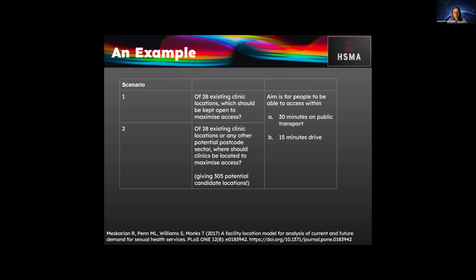And they also had a second scenario. If they had these 28 existing clinic locations or any other potential location within Hampshire, based on one potential location per postcode sector in this case, where should they be putting these clinics? So that was 305 potential locations to put a clinic. 28 clinics was their budget of clinics. And in both cases, they were interested in people being able to get there in 30 minutes on public transport and 15 minutes of driving. So quite a complex problem. You can see that we can bring in multiple aspects of travel times. We can bring in multiple aspects of where the services can be located to build up quite an elaborate problem statement.